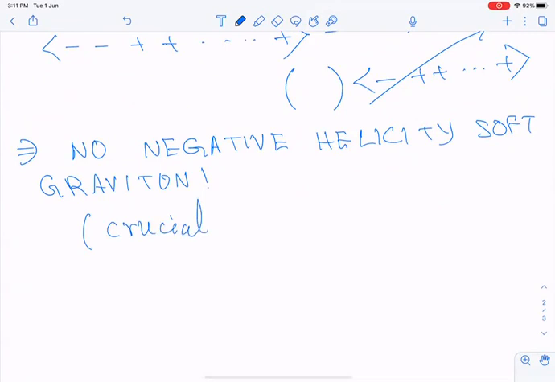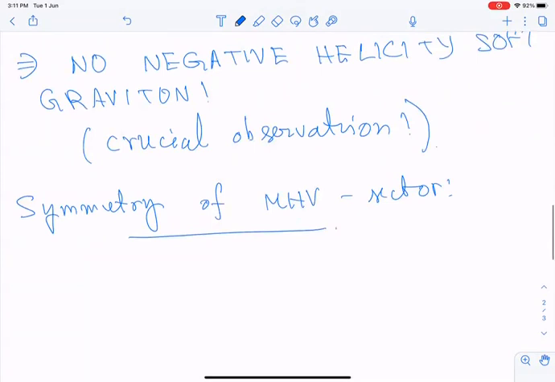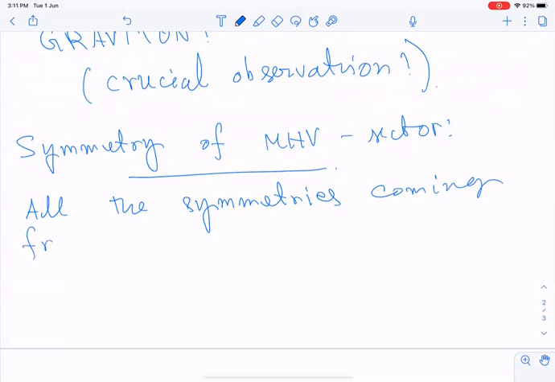In fact, this gives you the symmetry of this sector. What does it tell you? The symmetry of the MHV sector: since I don't have any negative helicity soft graviton, all the symmetries come from positive helicity soft gravitons.